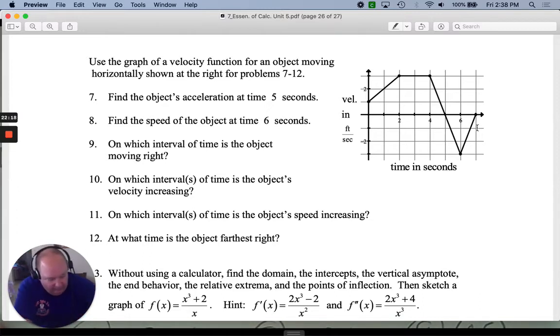And that's in seconds. Number 11, on which interval is the object's speed increasing? Speed increases when the signs match. So above and rising, or below and decreasing. Where is it above and increasing? 0 to 2. Where is it below and decreasing? So negative, negative, or positive, positive. From 5 to 6, the speed is increasing.